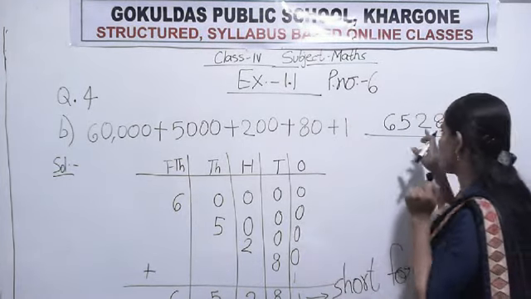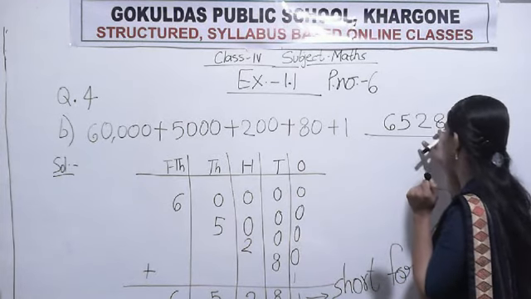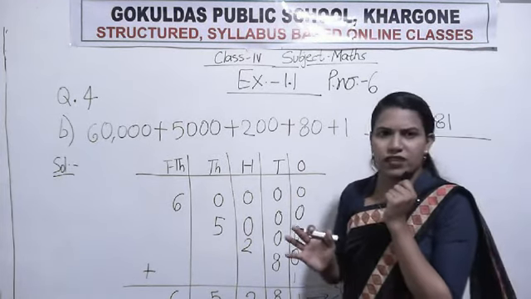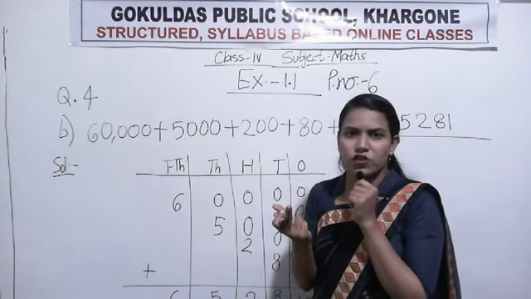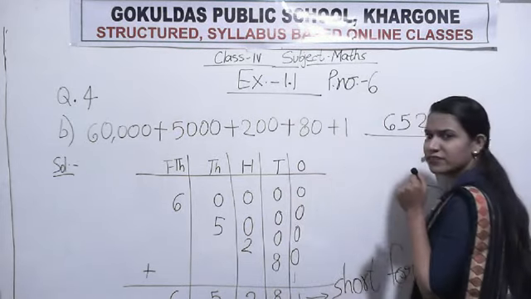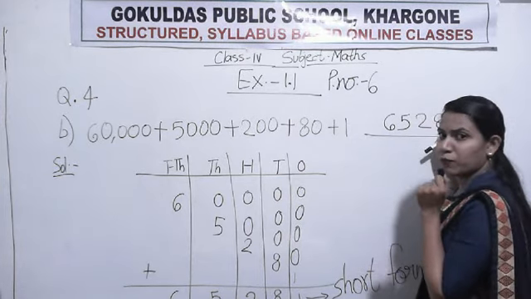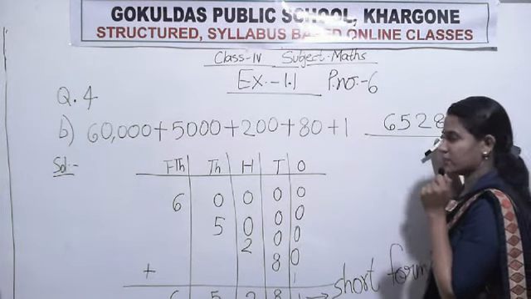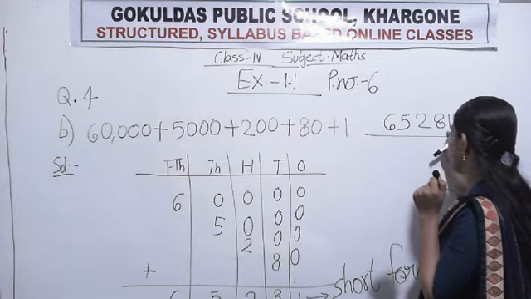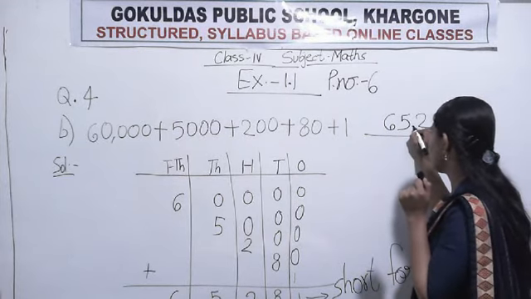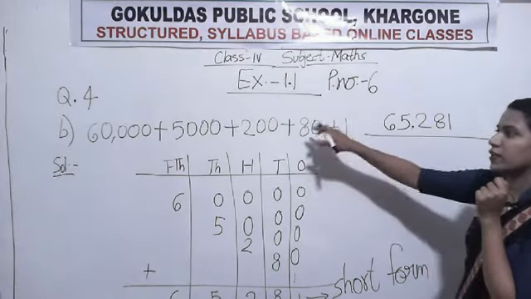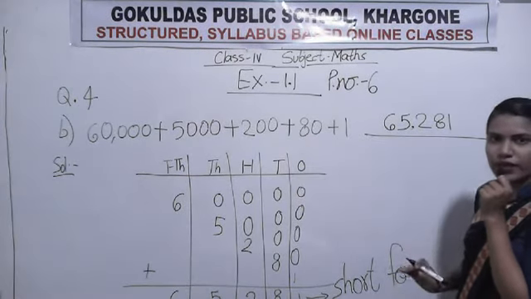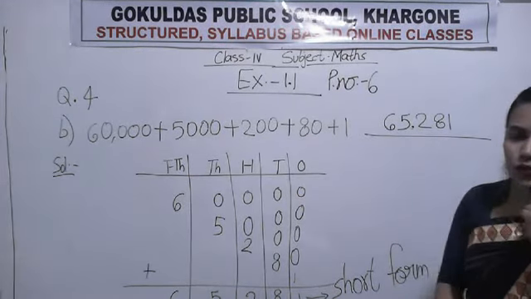Okay. So here you can see that only 1, 2, 3, 4, 5 digits are here. So you have to place only 1 comma. Where will you put this comma? From the right side of the number, you will put the comma after the 3 digits. Okay. So count 1, 2, 3. So you will put the comma over here. So this is the short form of the given expanded number. Okay. Do this.